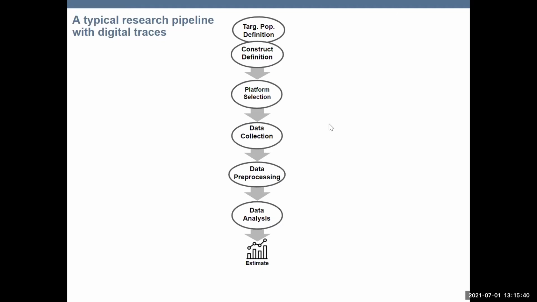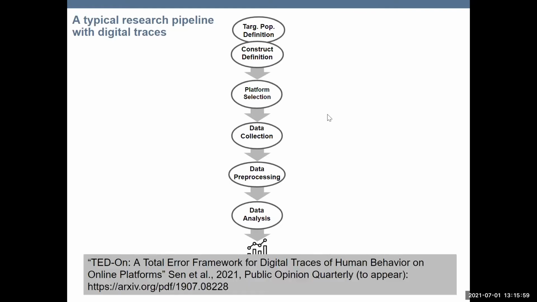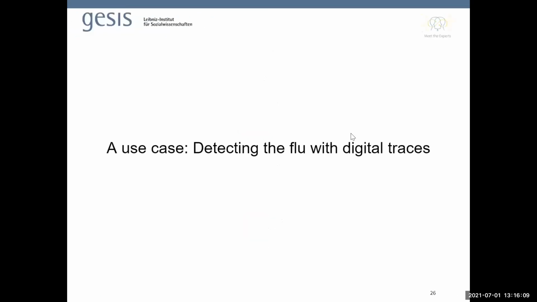And lastly, you come to an analysis step where you then do the actual model, for example, a regression still, to model something, or you also do reweighting, for example, of the people that you have in your sample or in your collection. Okay, and this is all covered in a paper, if you want to look this up, that we have written on a survey error framework for digital traces of human behavior. If you want to look this up.